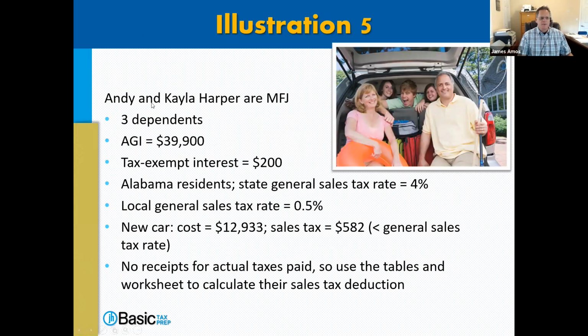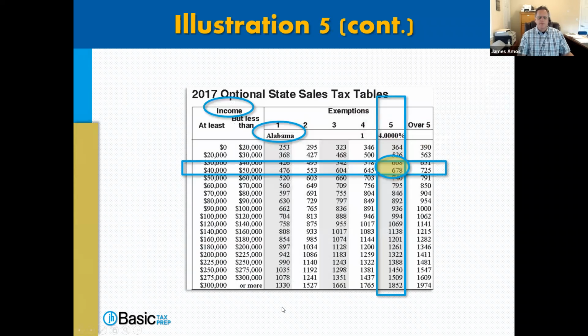But here's an example. Andy and Kayla Harper, MFJ, they have 3 dependents. Their AGI is $39,900. They have tax-exempt interest of $200. They're Alabama residents, so their state sales tax rate is 4%. Their local general sales tax rate is 0.5%. They purchased a new car and paid sales tax of $582. So no receipts for actual expenses, so use the tax tables.